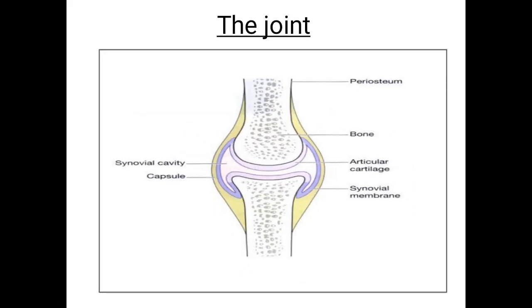You should also include the capsule. The capsule is the outermost layer, where we see the yellow part there, and you should include the synovial cavity. In the synovial cavity, you find a fluid called the synovial fluid, which aids in the process of locomotion, promoting smooth locomotion. So this is a diagram of the joint.